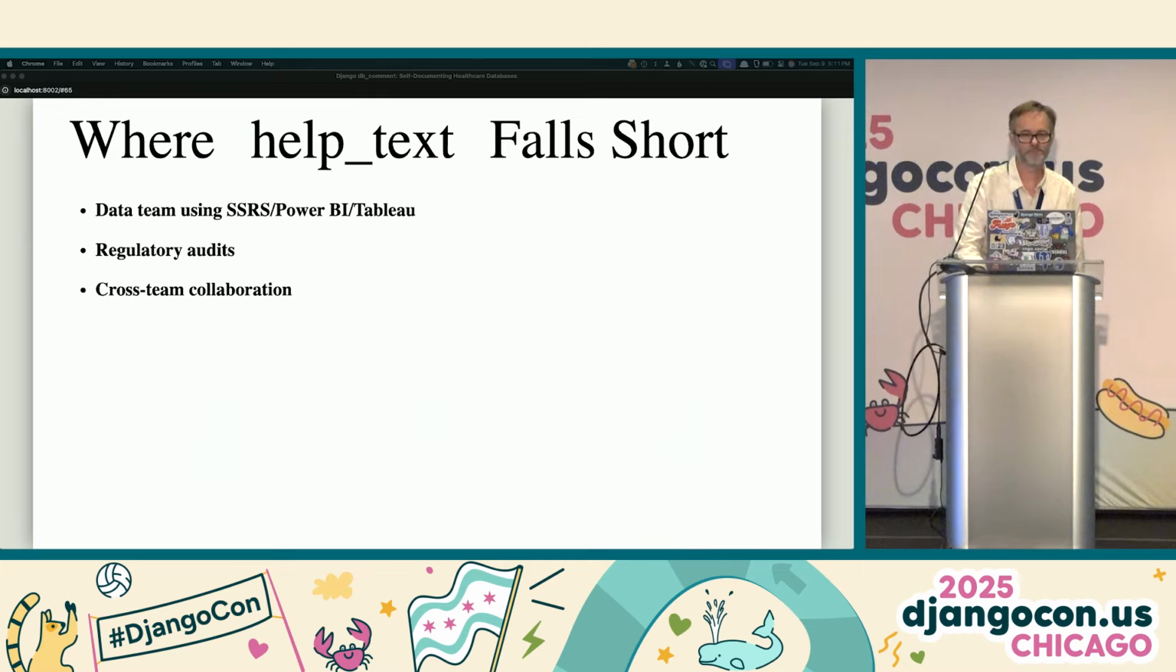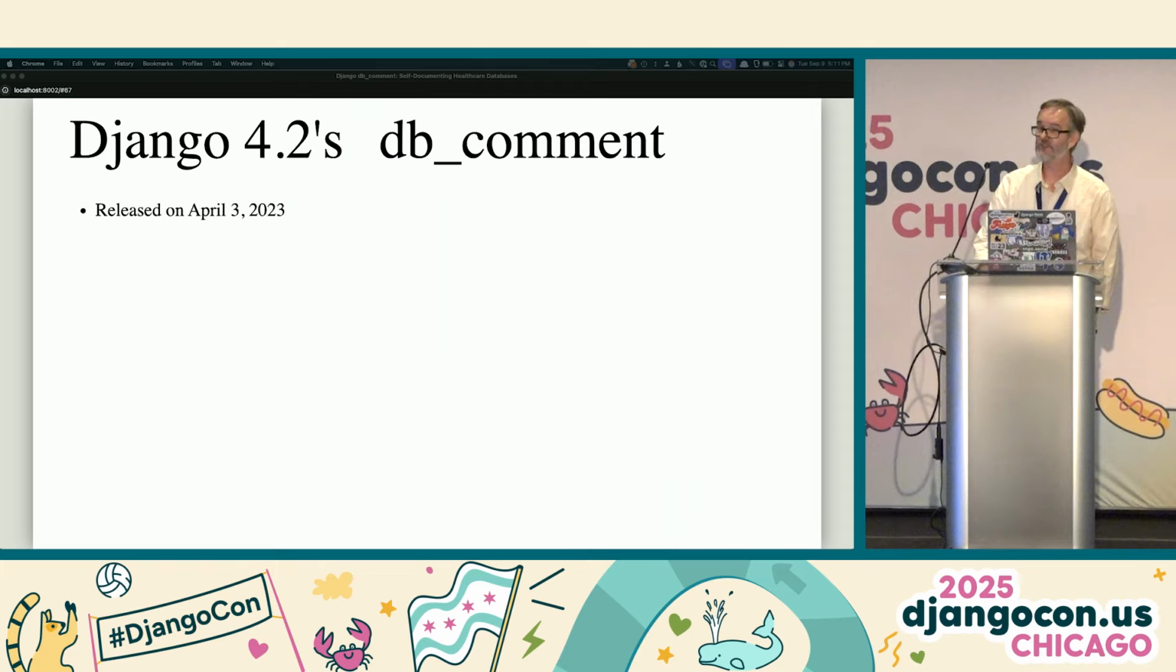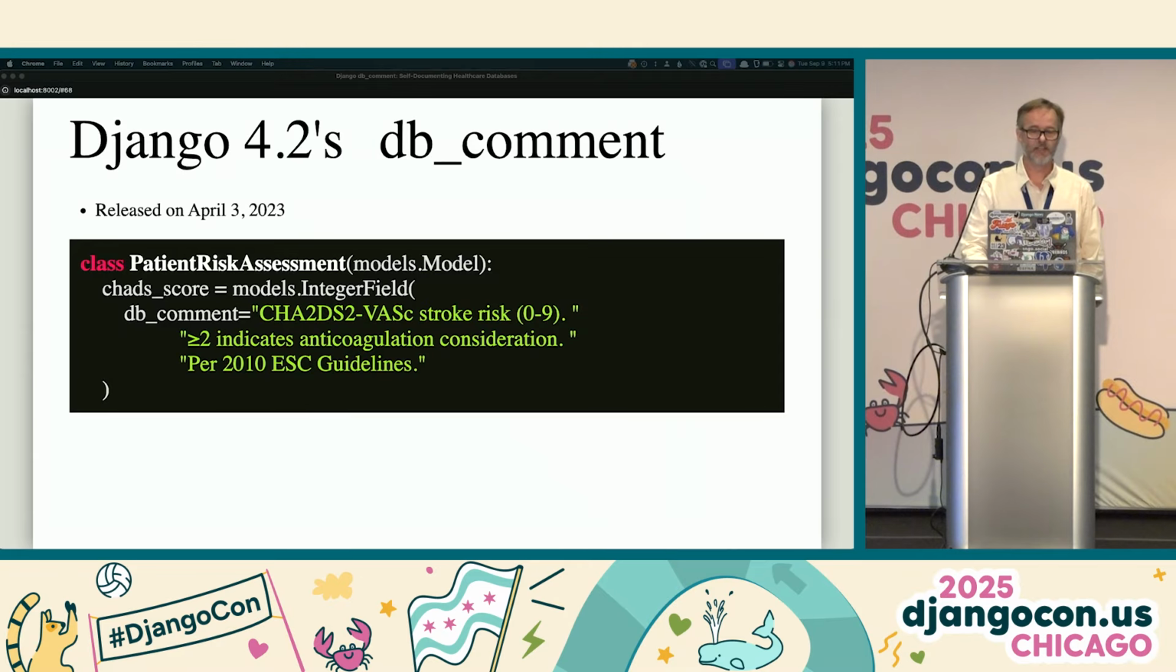What can we do? Well, in Django 4.2, we introduced the most amazing feature, in my opinion, db_comment. And 4.2 was released in April of 2023. It's 2 years ago. And this is what it looks like. Now, a quick note, this is not supported in SQLite because SQLite doesn't have comments on fields, but it is supported in the other SQL engines.